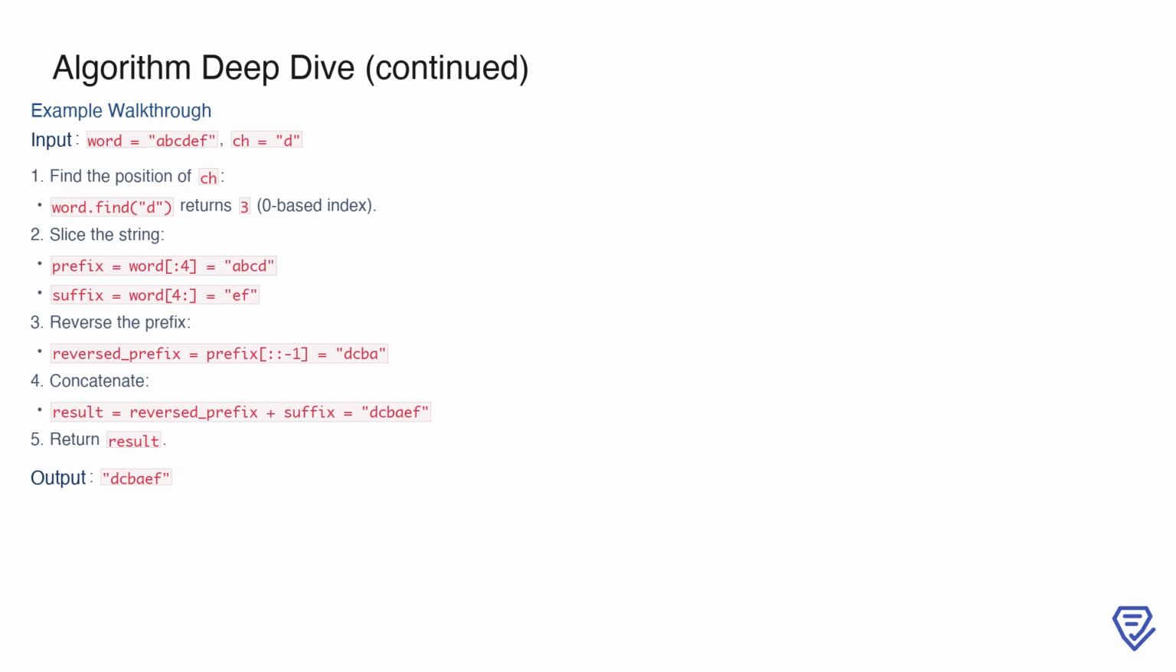We then reverse the prefix, which gives us reversed_prefix equals "dcba". Finally, we concatenate the reversed prefix with the suffix to form the result, "dcbaef". This is our final output, which is returned by the function. This example demonstrates how each step of the algorithm contributes to transforming the input into the desired output.